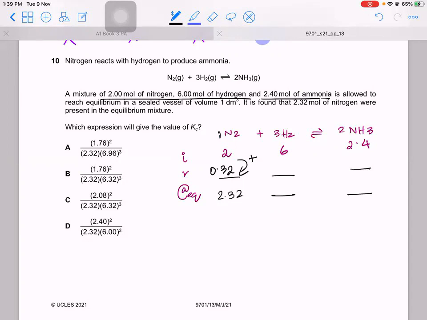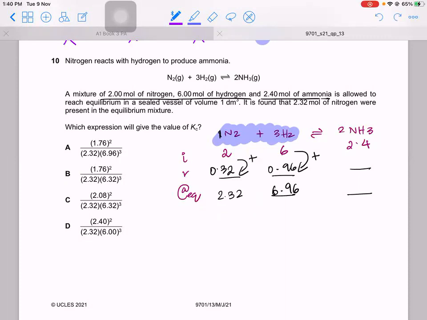Clear? Now the ratio of this and this is 1:3. So this will be 0.32 times 3, that is 0.96. So this is 0.96. Yes? And this plus this will give you the value at equilibrium, which will be 6.96. So technically, this has become the product, and this is now the reactant. And how did we know that? Because we had more of this at equilibrium than initial.